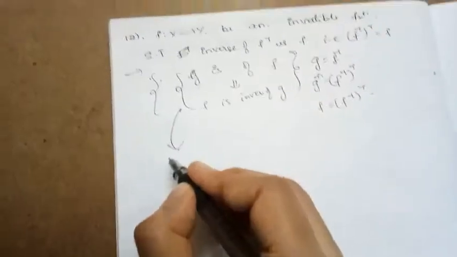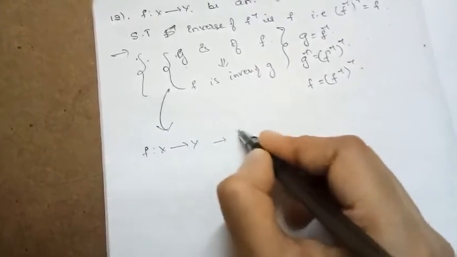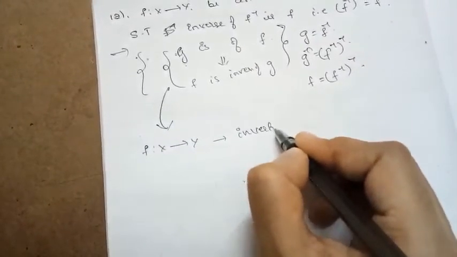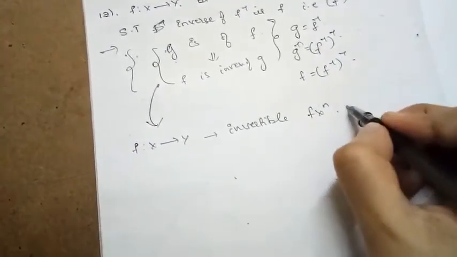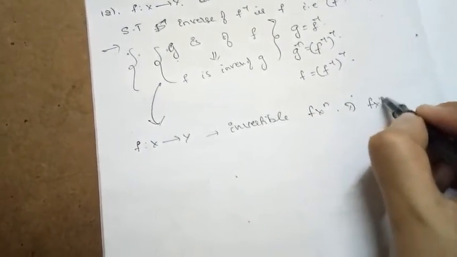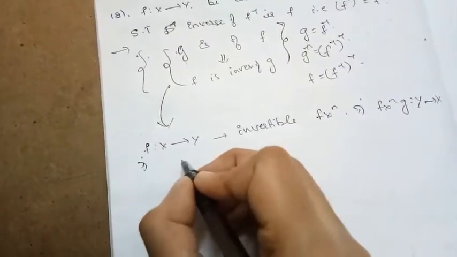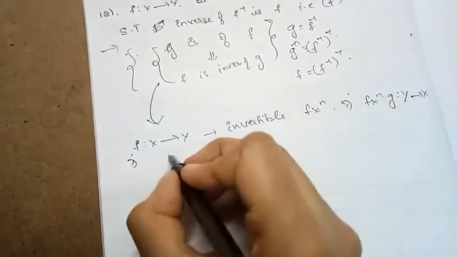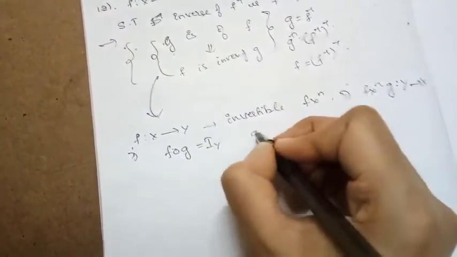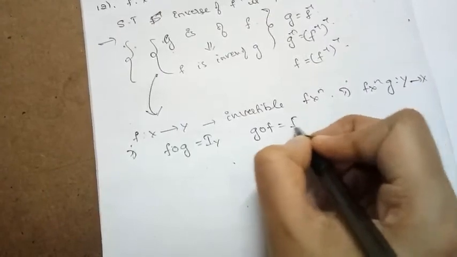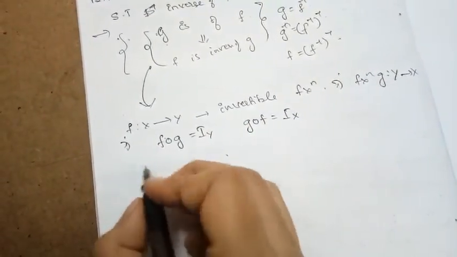That is what they have given: f from x to y is an invertible function. If it is an invertible function, there exists a function g from y to x such that f of g is equal to iy and g of f is equal to ix. So f is invertible means this function exists.